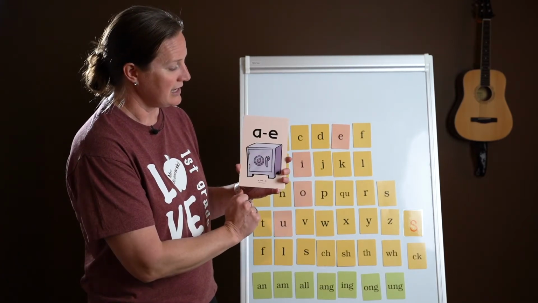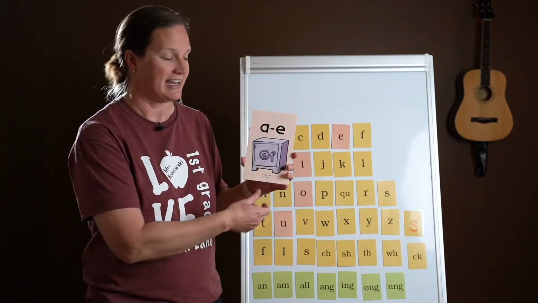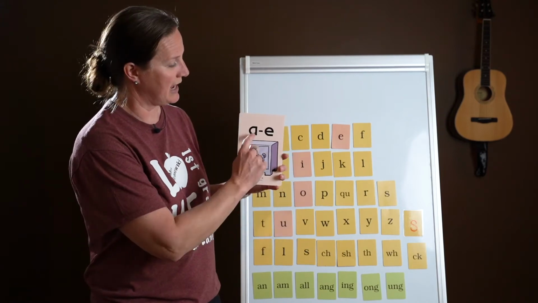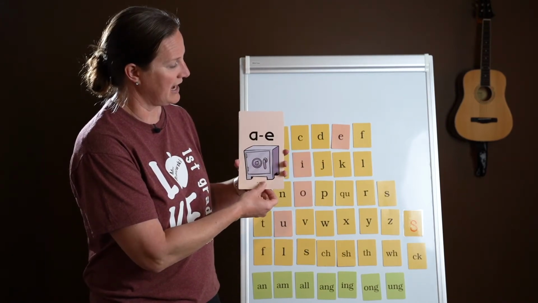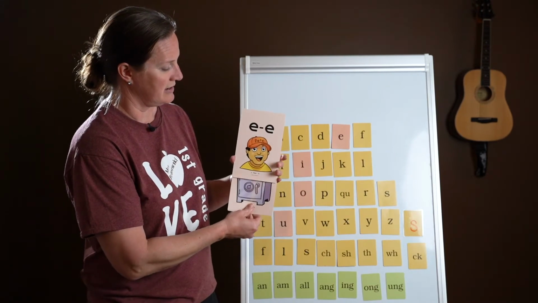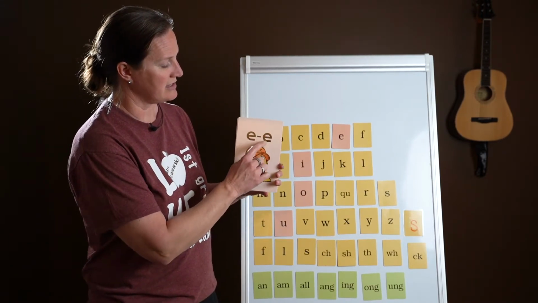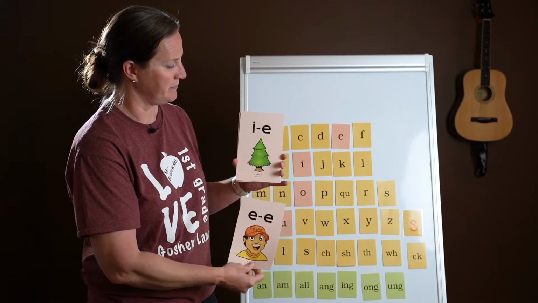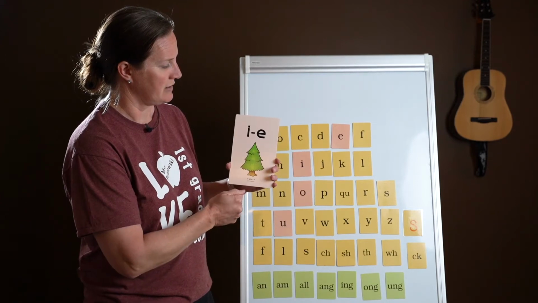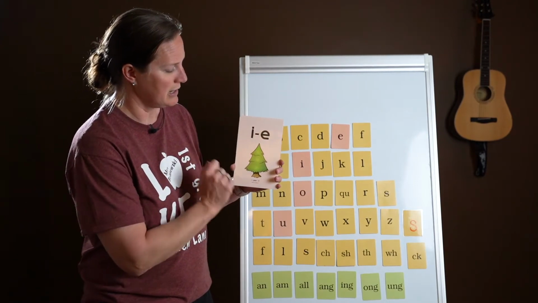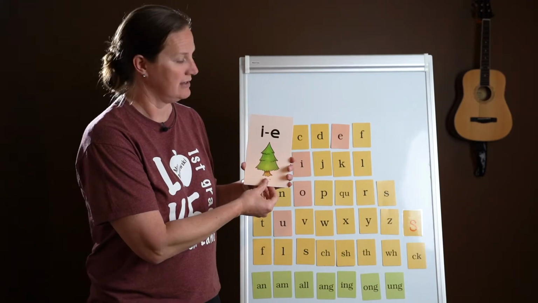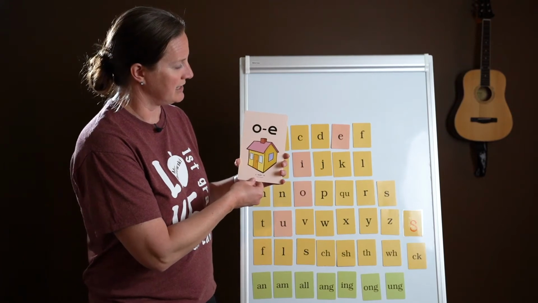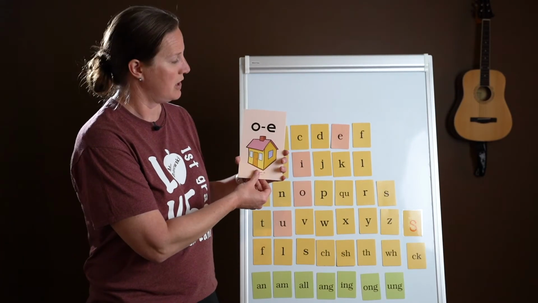A, E, safe, A. Remember this little dash right there means there's a consonant in between it. So A, E, safe, A. E, consonant E, Pete, E. I, consonant E, pine, I. O, consonant E, home, O.